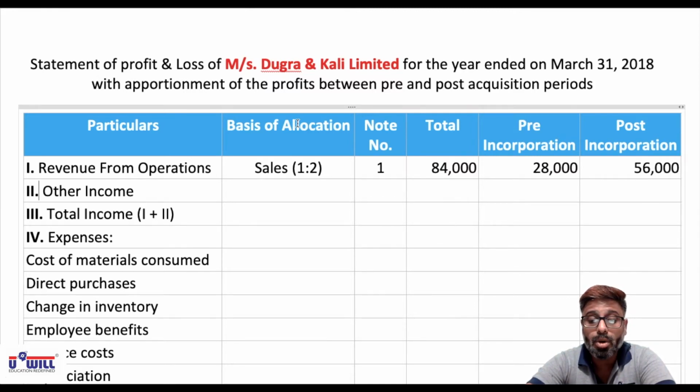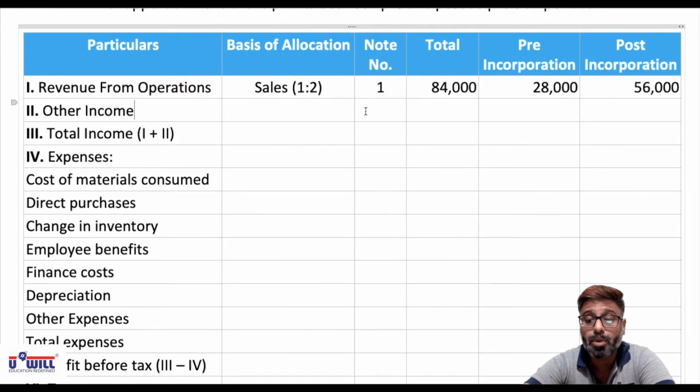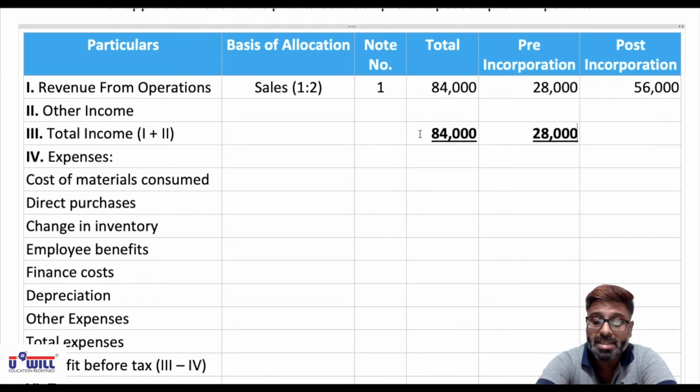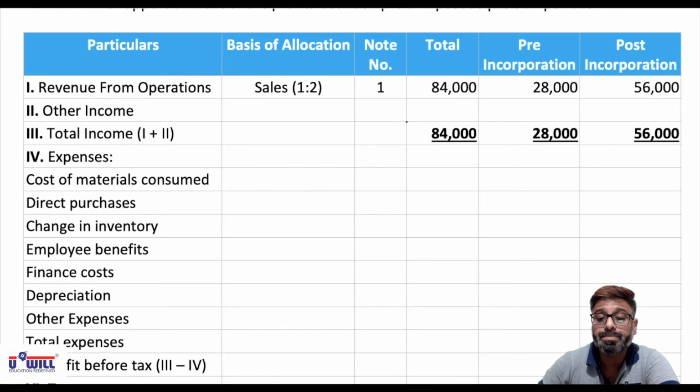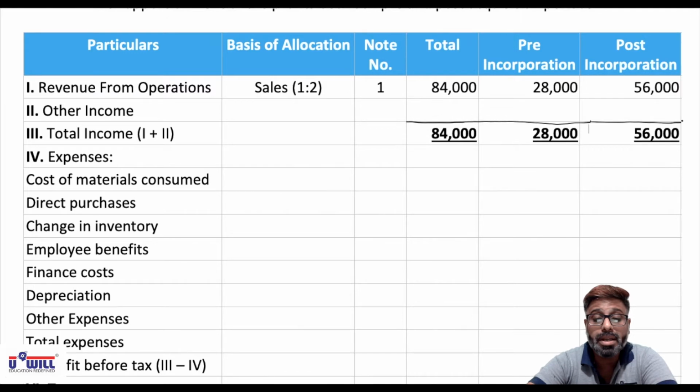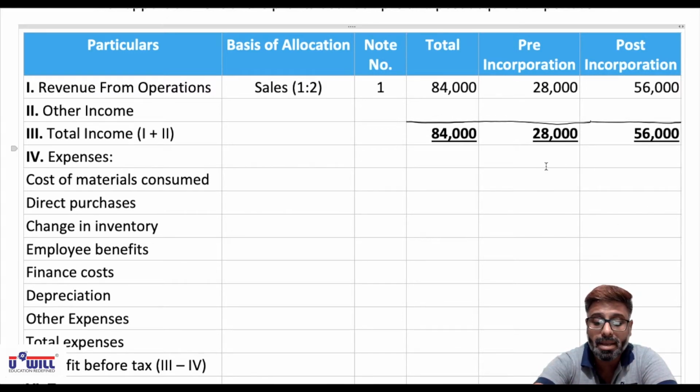Then we don't have other incomes. Total incomes would be the same here, 84,000, 28,000, 56,000. Okay, total incomes would be the same. Then after that we'll take up the expenses. So other incomes not applicable or not available. Expenses: cost of material consumed not available, direct purchases not available, change in inventory is not available.